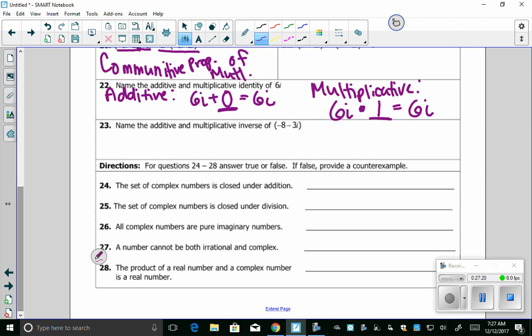So if I'm going to do the additive one, and I have negative 8 minus 3i, what do I add to it to get to 0? Well, to get negative 8 to 0, I add 8. To get negative 3i to 0, I add 3i.